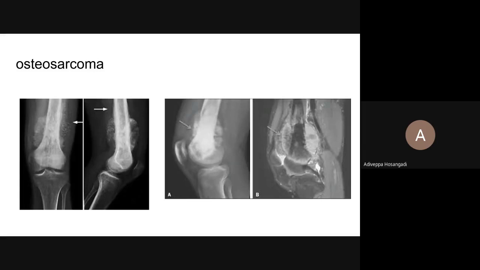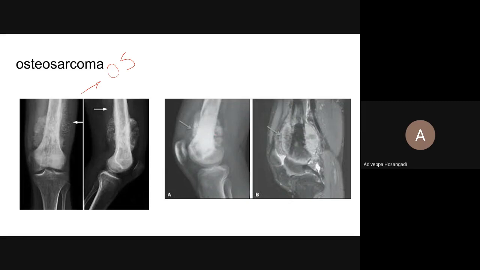I will highlight some. Nowadays, image-based questions are being asked. So this is sunburst new bone formation. Sunburst periosteal reaction, more classical in osteosarcoma. This is again sunburst or hair on end appearance.